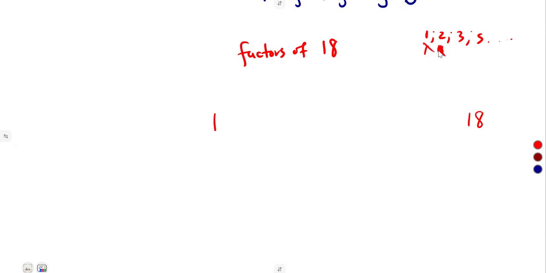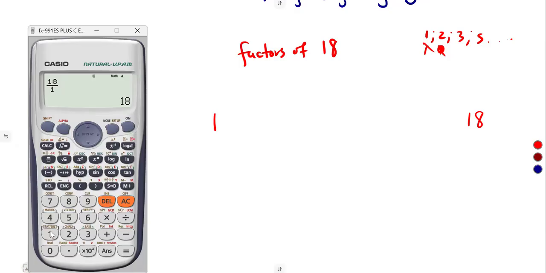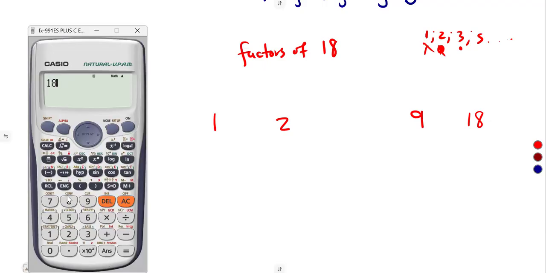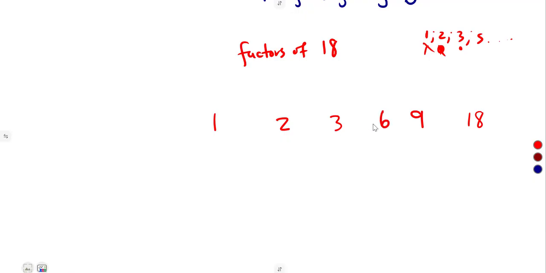So you move on to 2. Let's try 2. 18 over 2 is going to give us a 9. So 2 and 9 are factors of 18. All right, let's move on to 3. We do the same. 18 over 3 is going to give us a 6. So as 3 is a factor, 6 is also a factor. So that's 3 and 6.